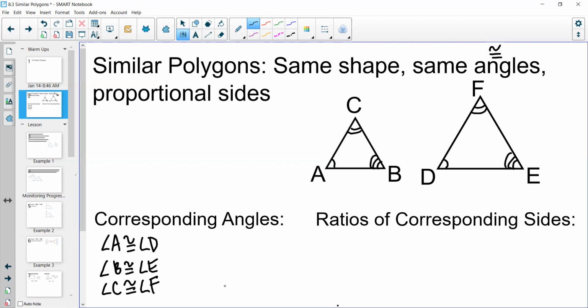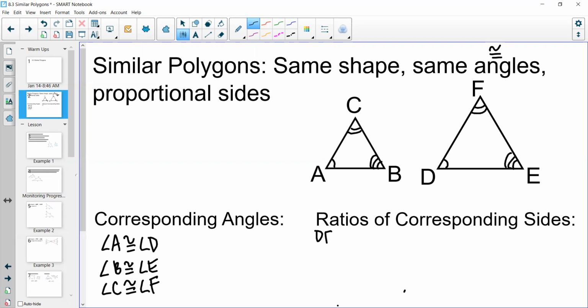The other thing about those similar polygons is that they have proportional sides. Now, what does that mean when we talk about proportional sides? Well, what that means is that when we look at the ratios of the sides that correspond to one another, that ratio is going to be the same regardless of the side. So remember when we were doing dilations, how we'd always do new over old? That's what I'm going to do here, I'm going to look at the new versus the old.